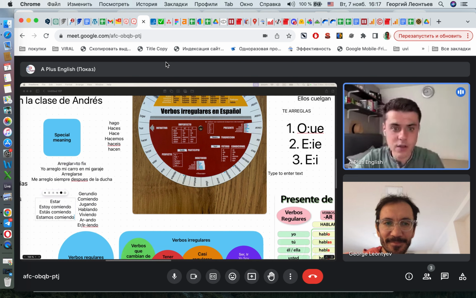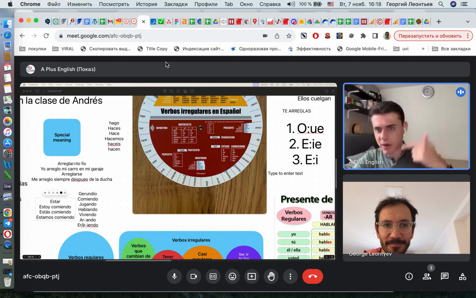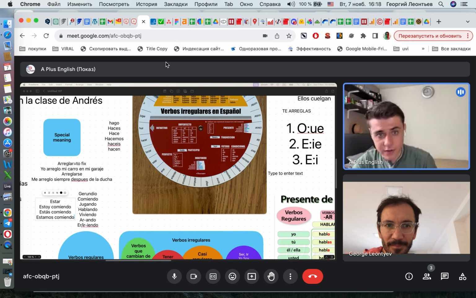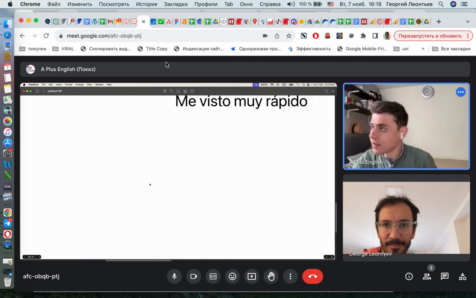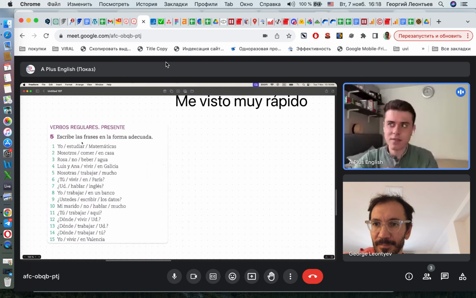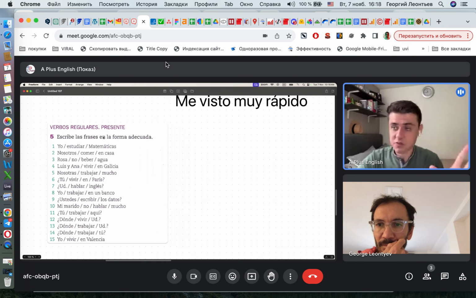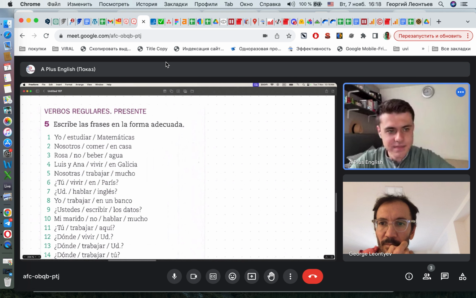So today we're going to just do regular verbs. We already saw the gender of nouns. We already saw the pronouns and everything. We're just going to do regular verbs so that you practice it. Okay. So here, I'm going to give you this exercise. It says, write the phrases in the correct form. Regular verbs in the present tense. This is just regular verbs. You don't have to practice any of the things on the wheel yet. So, what is the first sentence?